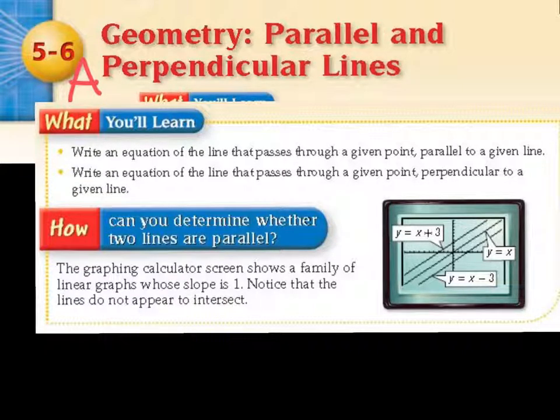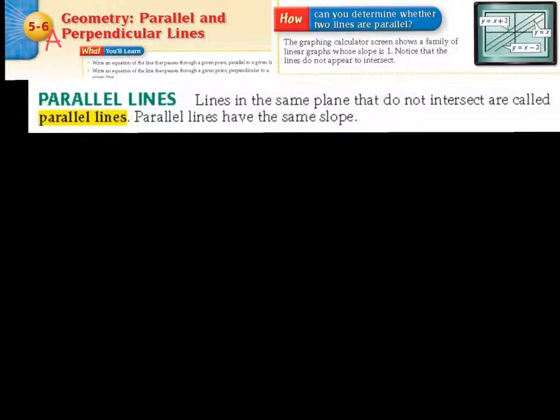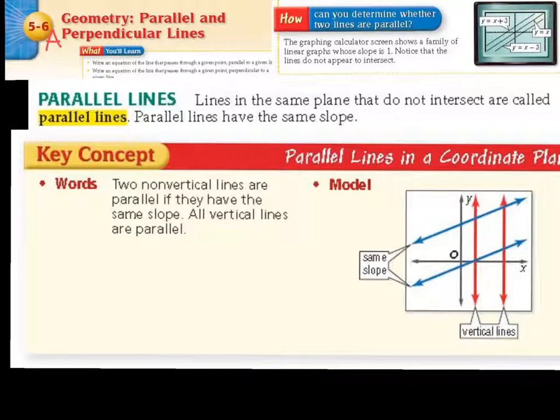The graphing calculator screen, which looks really primitive compared to what we can do on GeoGebra, shows a family of linear graphs whose slope is 1. Notice that the lines do not appear to intersect. Lines in the same plane that do not intersect are called parallel lines. Parallel lines have the same slope. Two non-vertical lines are parallel if they have the same slope. Vertical lines, their slope is undefined, so they talk about them separately and say that all vertical lines are parallel.